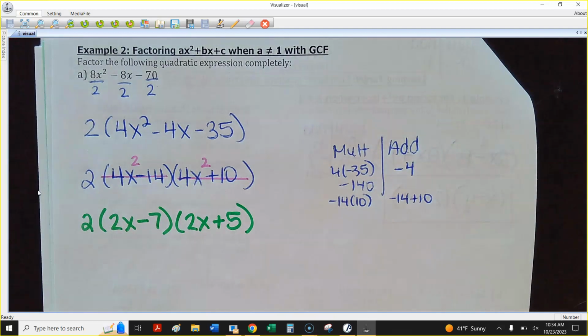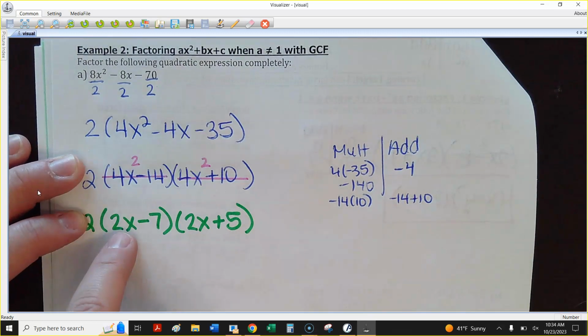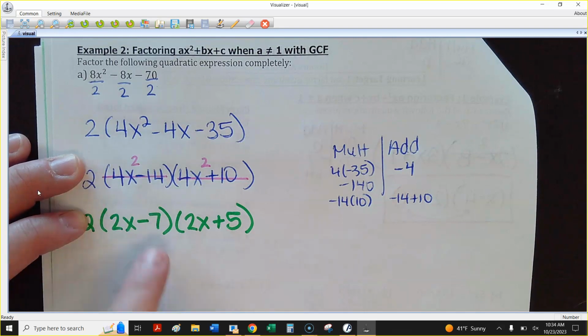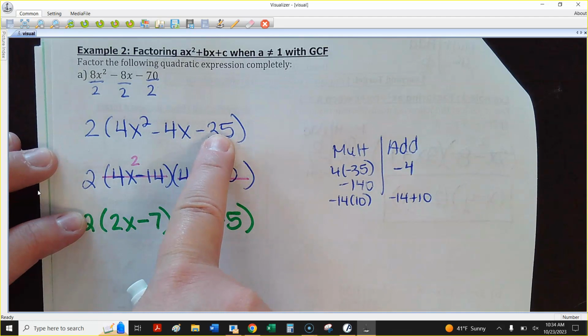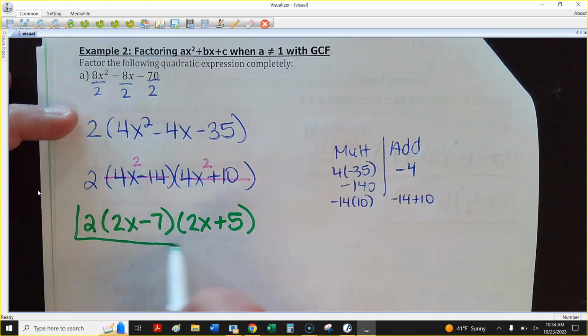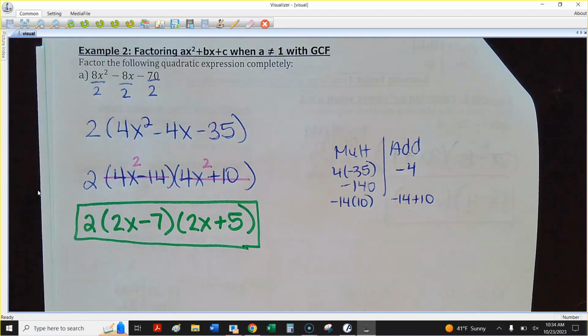Now, if you want to check, just real quick, we got this 2 out in front, so we should be good there. I'm just going to go back up and make sure 2x times 2x would give me the 4x squared that I have there in the parentheses. Negative 7 times 5 is negative 35. So it would take you just a couple seconds to check it real quick. This is what they call completely factored form. If you see "completely factored," a lot of times that's trying to indicate to you that there might be a greatest common factor.